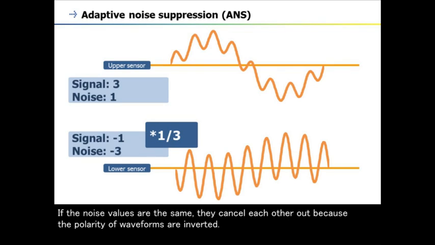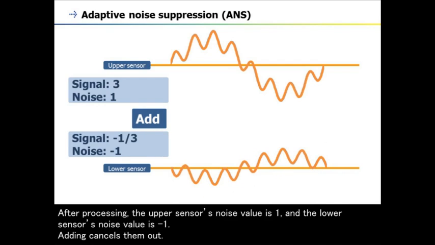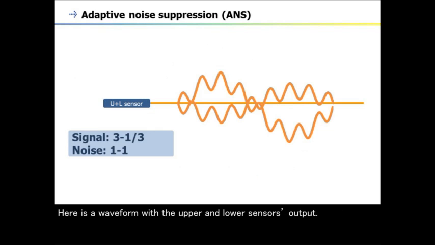If the noise values are the same, they cancel each other out because the polarity of waveforms are inverted. However, in this case, the upper sensor's noise value is 1 and the lower sensor's noise value is -3. This is 1/3 of the lower sensor's noise value. After processing, the upper sensor's noise value is 1, and the lower sensor's noise value is -1. Adding cancels them out. Here is a waveform with the upper and lower sensors' output.